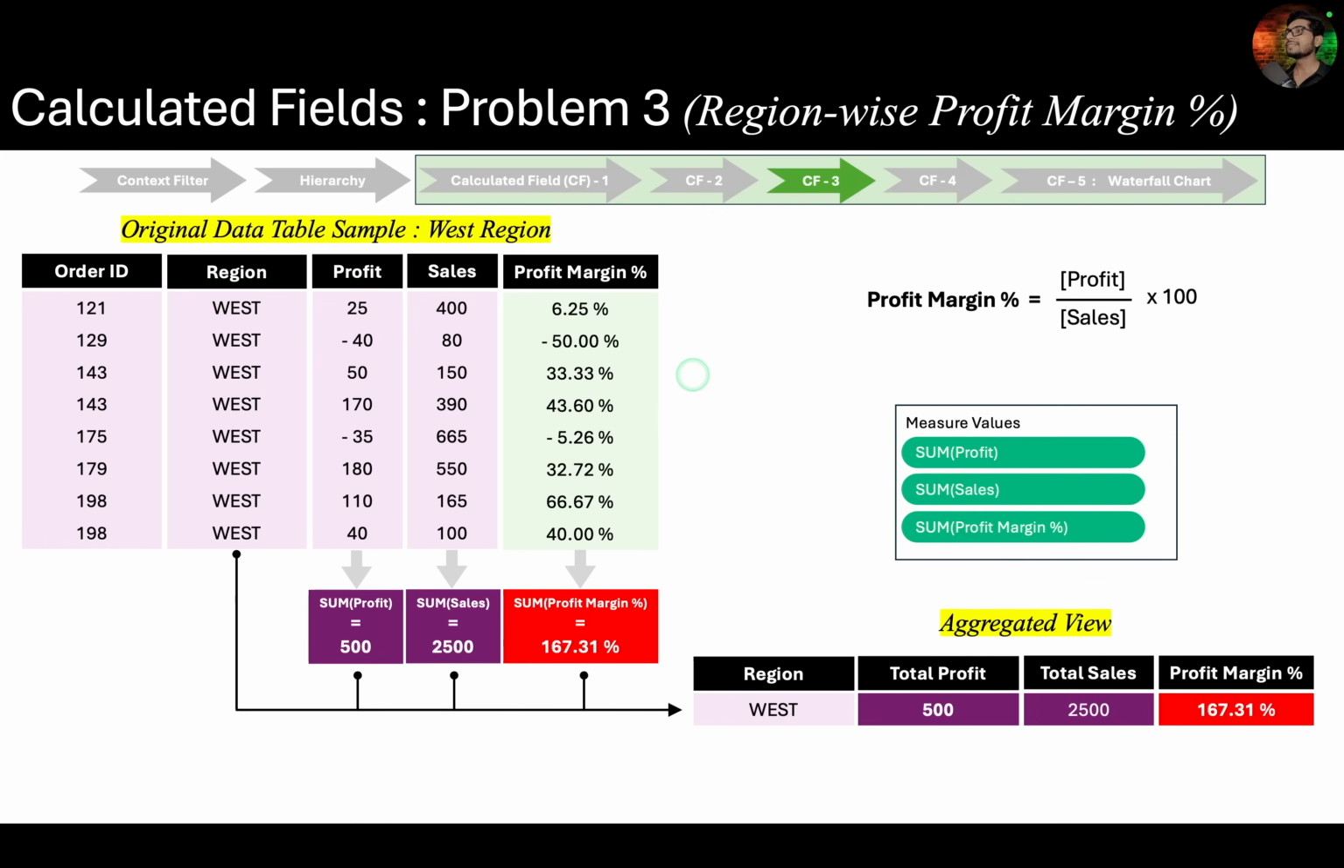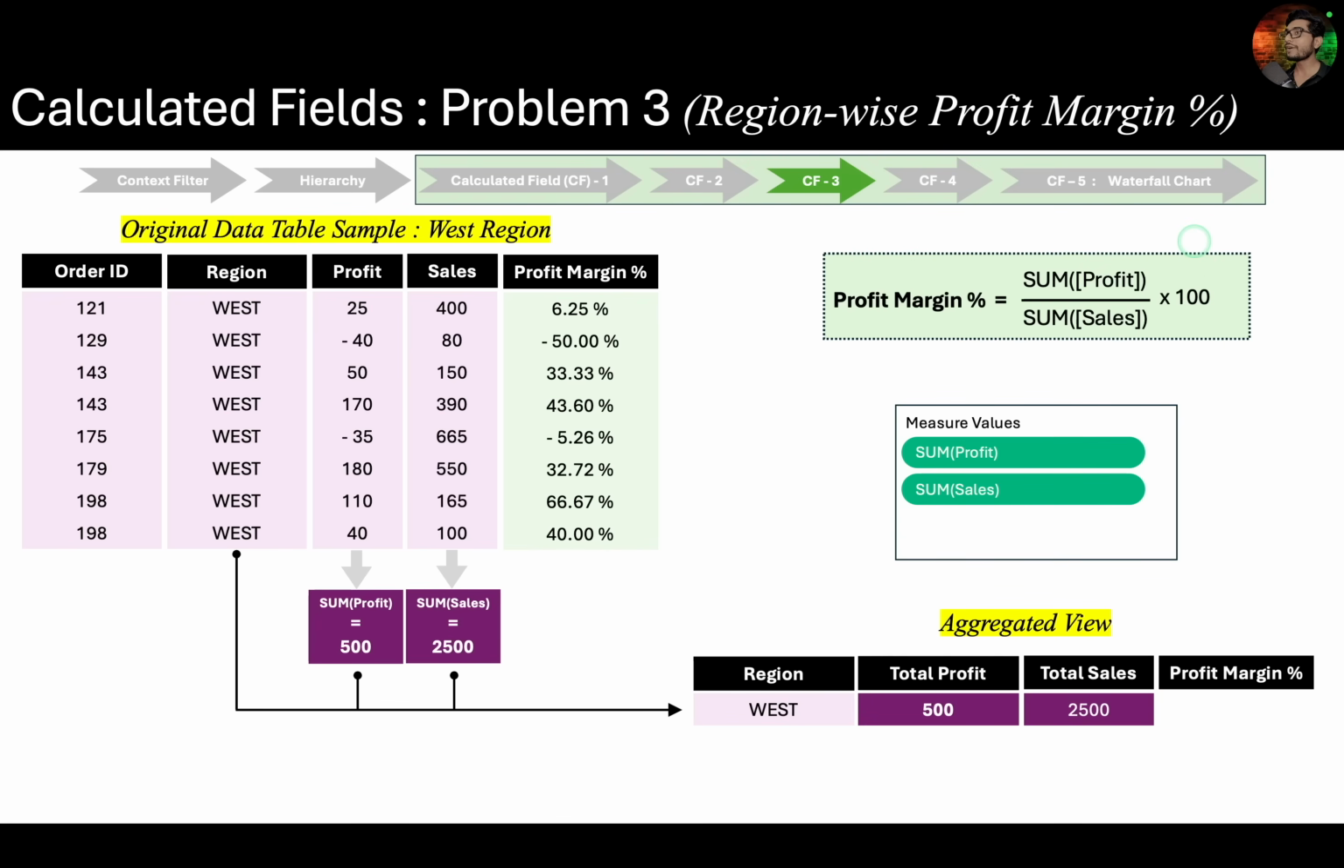So it's clear that the formula needs a slight adjustment. Instead of dividing profit by sales at the individual row level, we should modify it to first calculate the total profit and total sales, and then divide those totals and multiply by 100. And once we update the formula, the aggregation logic changes too. Now to calculate the profit margin percentage for the West region, Tableau takes the total profit and total sales and applies the formula, which is sum of profit divided by sum of sales, and then multiplies this ratio by 100. And this gives us the correct result of 20%.